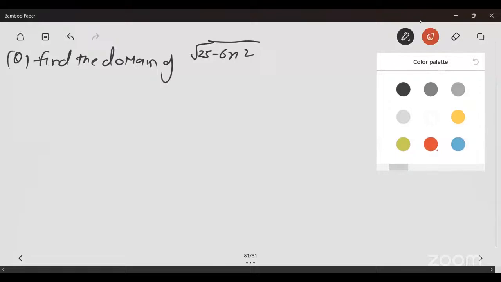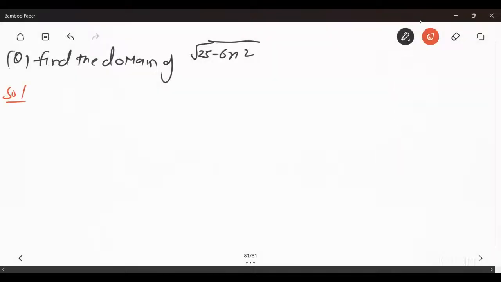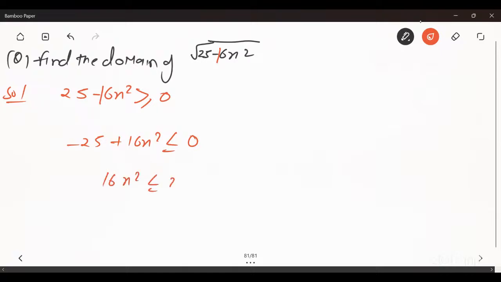Find the domain of under root 25 minus 16x square. Now we take it as a real value. So for the real value, this term will always be greater than equal to 0. So 25 minus 16x square is greater than equal to 0. If you take minus common, minus 25 plus 16x square less than equal to 0. If you add 25 both sides, 16x square is less than equal to 25. So x square is less than equal to 25 by 16.